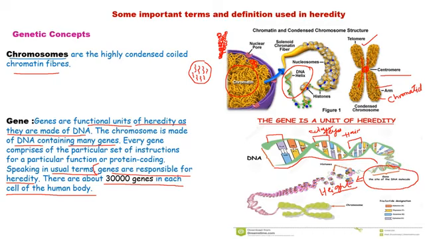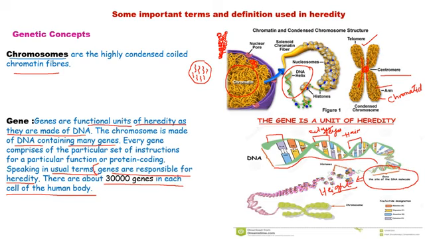2,968 genes are present, and the smallest one, that is the Y chromosome, has about 231 genes, right? So this is all about genes. So we came to know what a gene is. It is a special type of protein. It is a part of DNA. It is a segment of DNA responsible for a particular type of character.